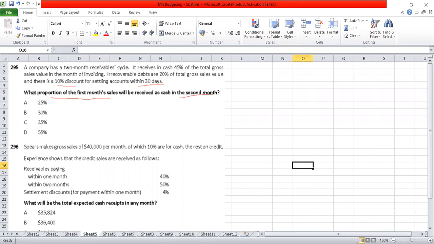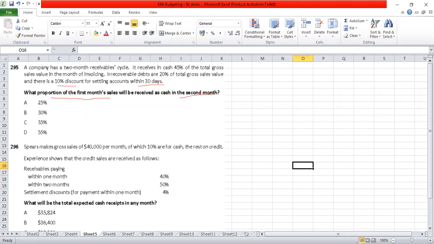So let's say that if sales are made and they can pay after 1 month, that facility itself attracts the customers. They come and buy the product. The second strategy is, they say that yes, you can pay after 1 month, but if you pay within 1 week, you can get a discount or some percentage. So here it says that 10% of the total gross sales value is offered as a discount to the customers if they pay within 30 days. So that is another strategy.